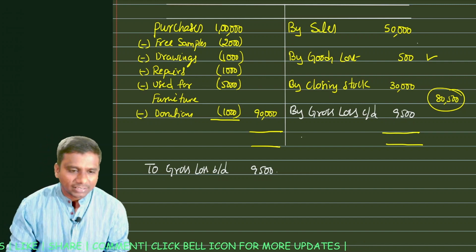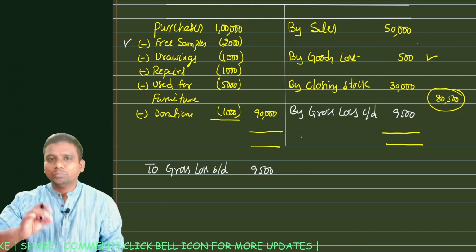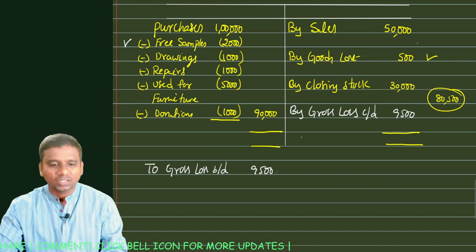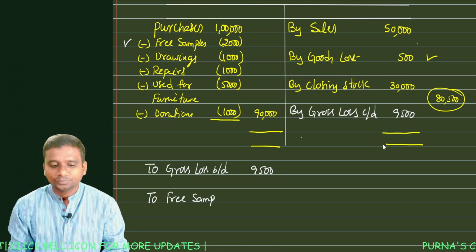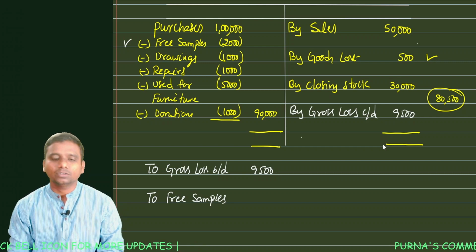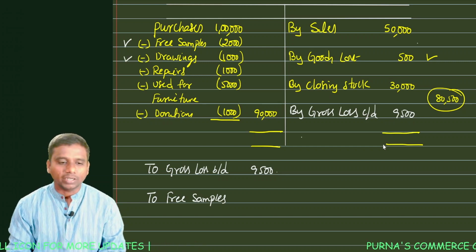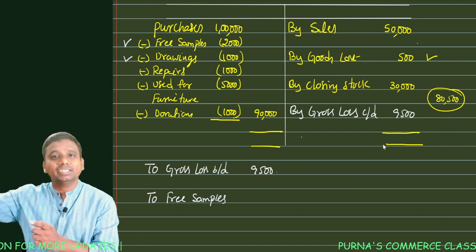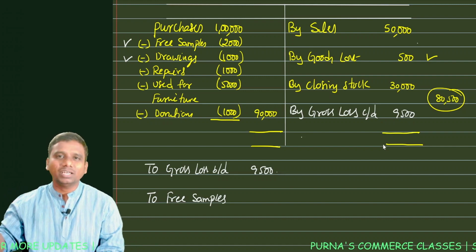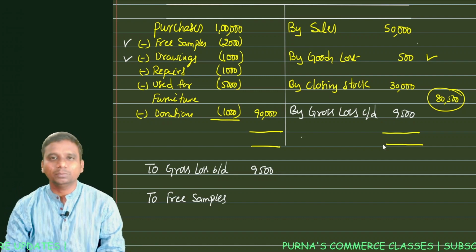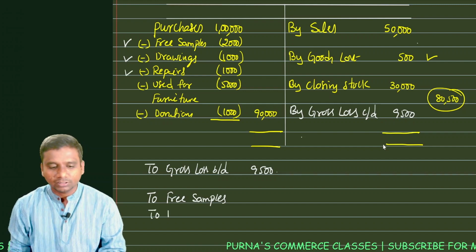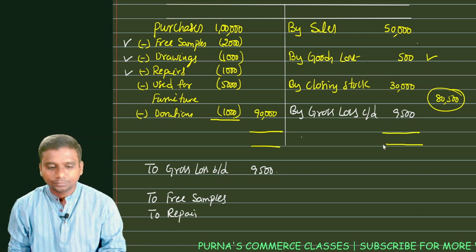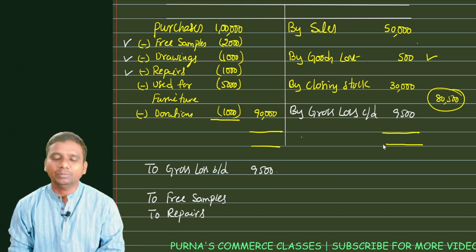Now look at free samples. Free samples are first deducted from purchases. Next, as they are an expense for us, simply debit to the P&L account. Yes or no? That's it. Next, drawings. Drawings we deduct from capital. Capital we show in the balance sheet, liability side, so deduct from capital. Next, repairs and maintenance, also an expense for us, so show it in the P&L account, debit side.